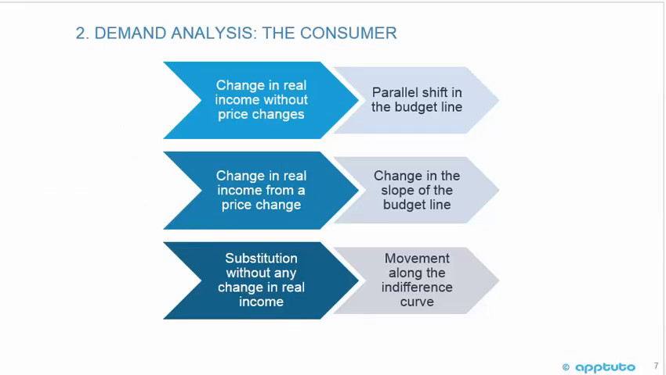So a change in real income without changes in prices, that's a parallel shift in the budget line. A change in real income from a price change, that changes the slope of the budget line. We saw that in the last slide. And a substitution without any change in real income is a movement along the indifference curve. And that's the last slide for this LOS.